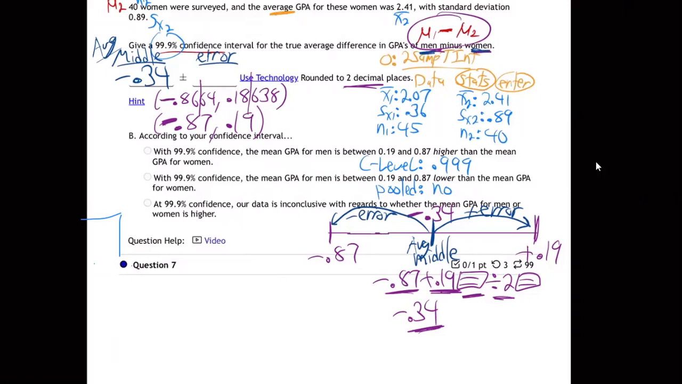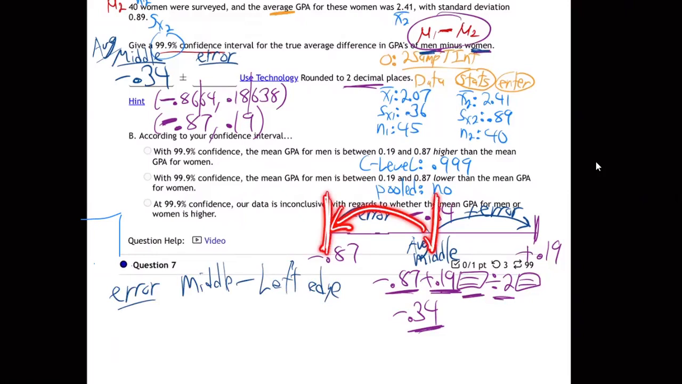So how do we figure that out? What is that exactly? Well, to find the error amount, let's just take that number in the middle, the middle minus the left edge. You want to know how far back this goes. Just take the middle and subtract the left edge. You'll get how far back it goes.